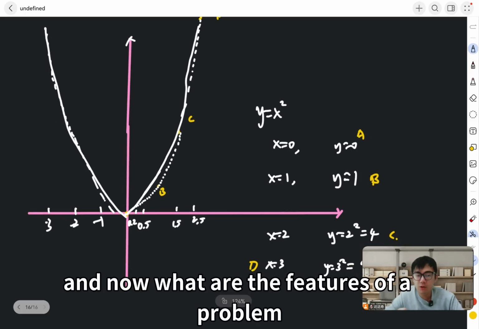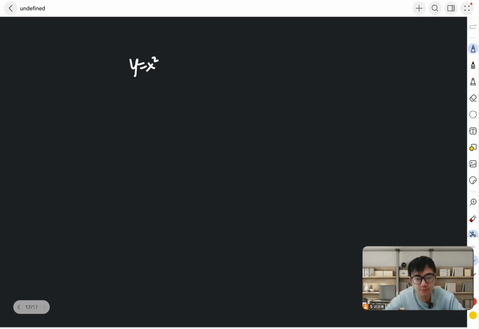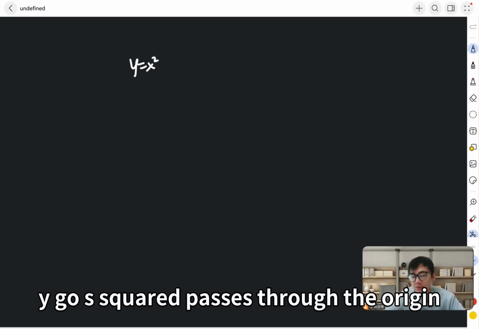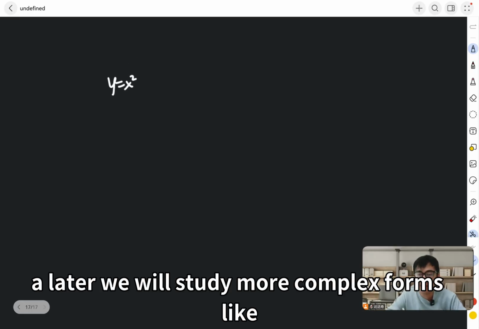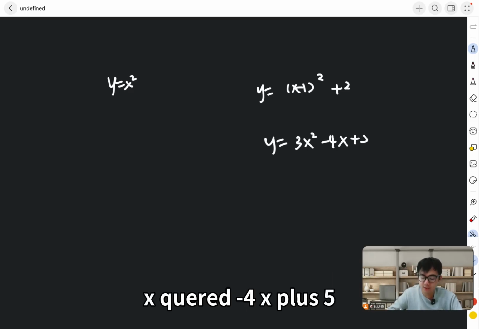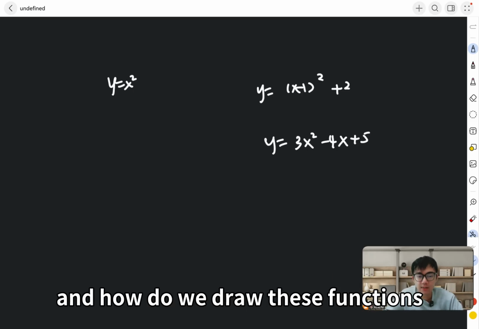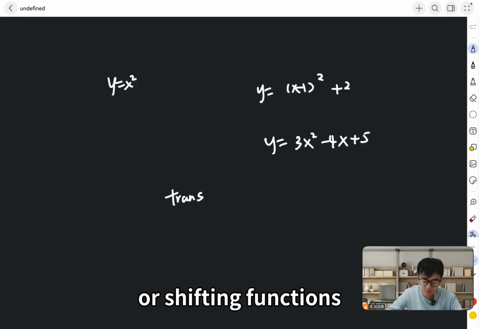And now, what are the features of a parabola? The simplest one, y equals x squared, passes through the origin. Later we will study more complex forms like y equals (x plus -1) squared plus 2, or y equals 3x squared minus 4x plus 5. And how do we draw these functions? Well, that's a very important idea called translation, or shifting functions.